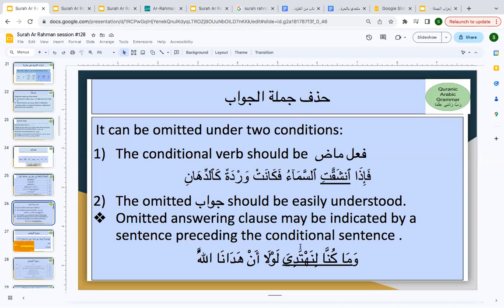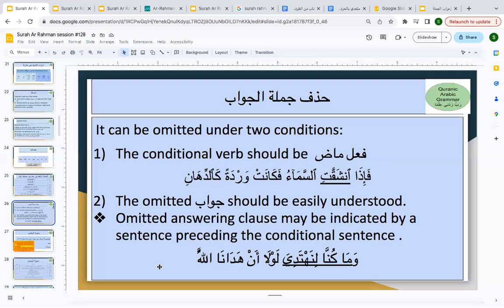For example, here you see laula an hadana Allahu, if Allah would not have guided us, ma kunna linahtadiya, surely we would not have been guided, right? So the sentence before it is directing you to the possible jawabu shart, right? But to be precise, there is nothing after it. And we learn there is a jumla shartiya, and after that jumla shartiya, we see jawabu shart.